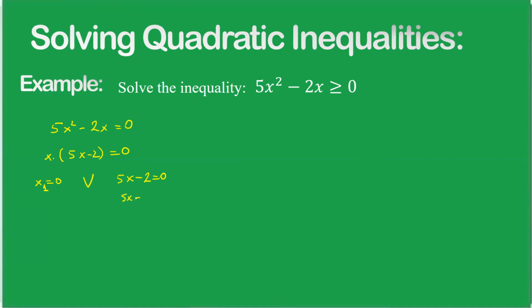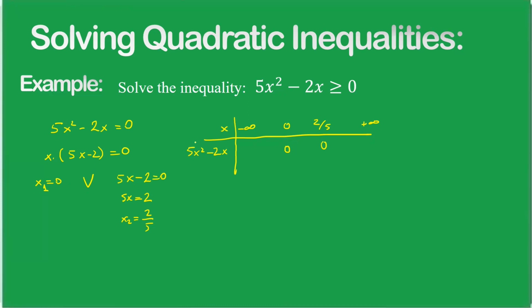Okay, 5x is equal to 2, and the second critical point is x = 2/5. Now the sign chart. We write from minus infinity, then the roots or critical points respectively: the first one is 0 and the second one is 2/5, and then plus infinity. Here we write the expression 5x squared minus 2x, and here our zeros, and the first sign.